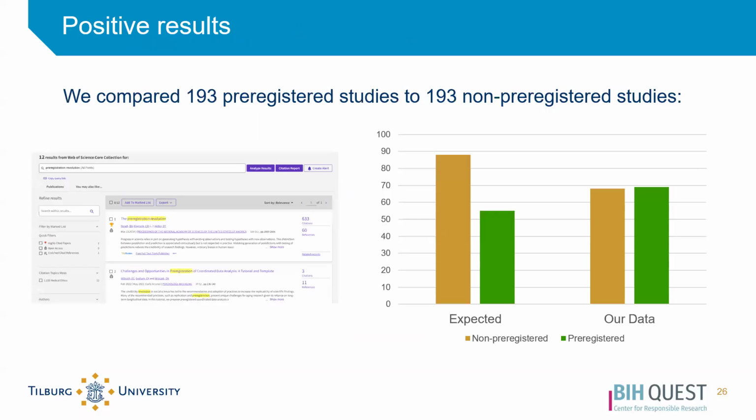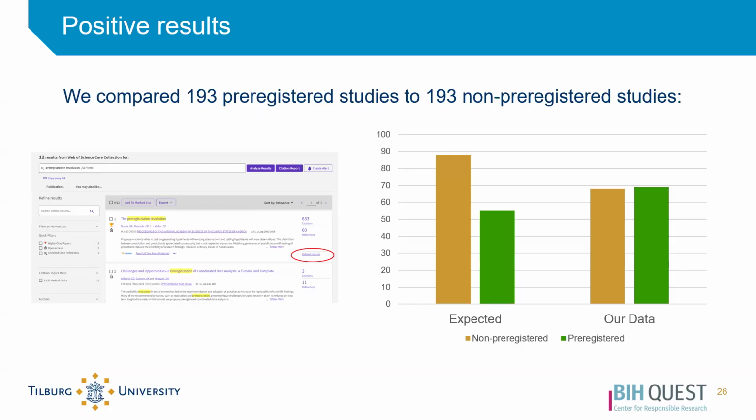Then finally, we looked at the positive results, which, like I explained, can be a marker of how effective pre-registration actually is in preventing questionable research practices, in preventing false positives. So what we did was, from our sample, we had a lot of pre-registered studies, but we had to compare those to non-pre-registered studies. So we had to have a comparable sample. So what we did was we looked up all these pre-registered studies, and then we used the related records function of Web of Science, and then chose the first one that was not pre-registered.